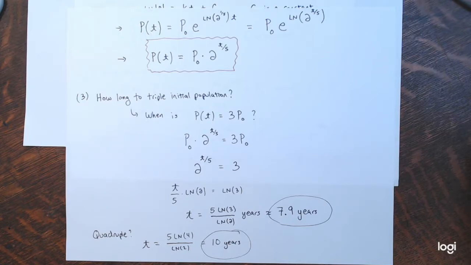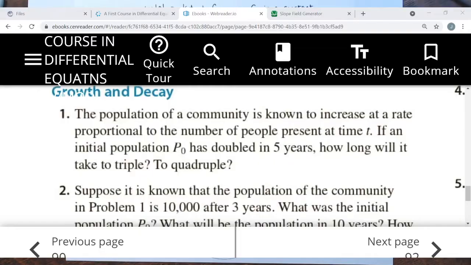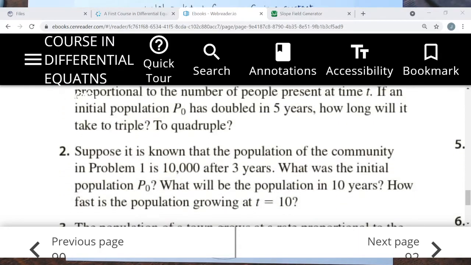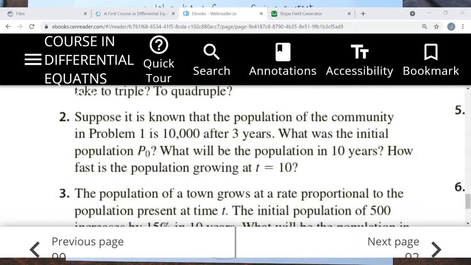Then the second example. Hopefully this all made sense so far. It's number 2. I'm just going to go down the first 3 here. So suppose it is known that the population of the community in problem 1 is 10,000 after 3 years. Then what was the initial population P sub 0? What will be the population in 10 years? And then finally, how fast is the population growing at t equals 10?